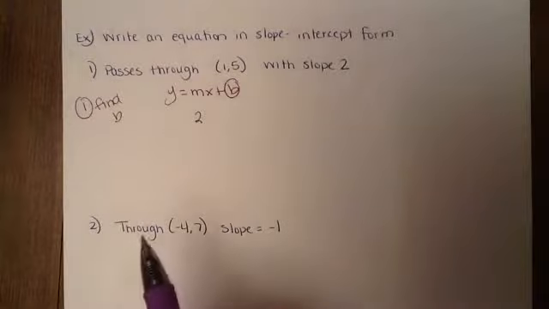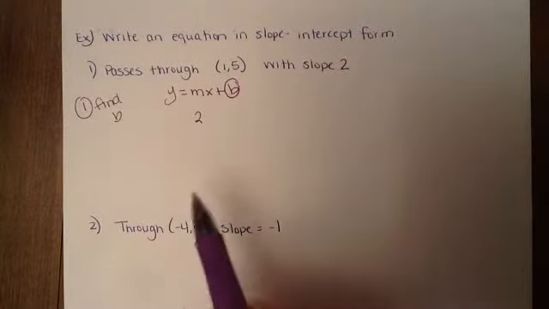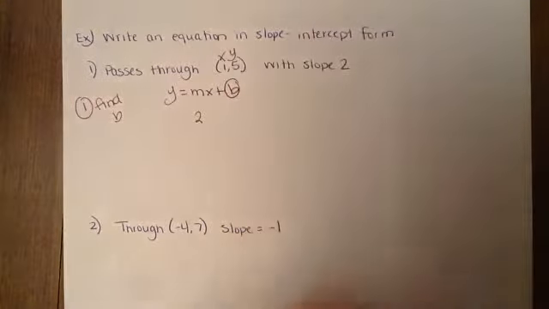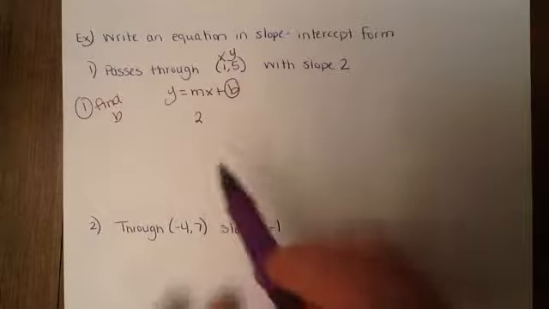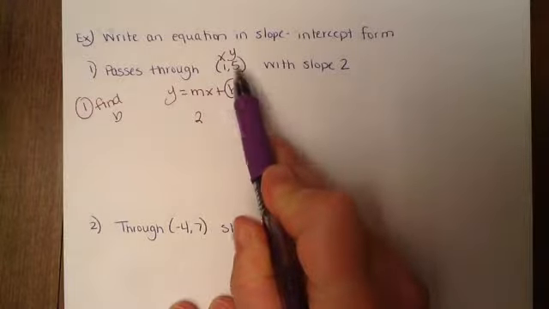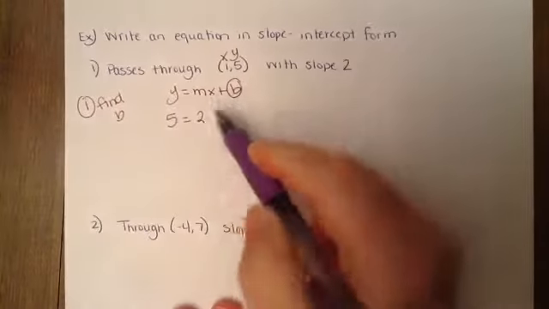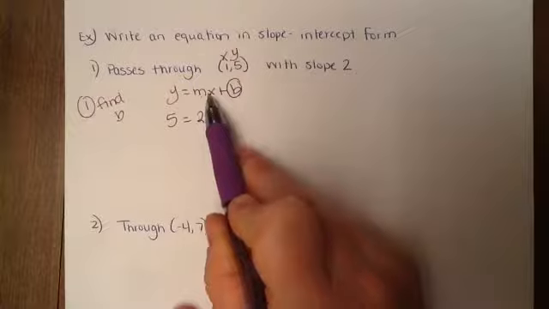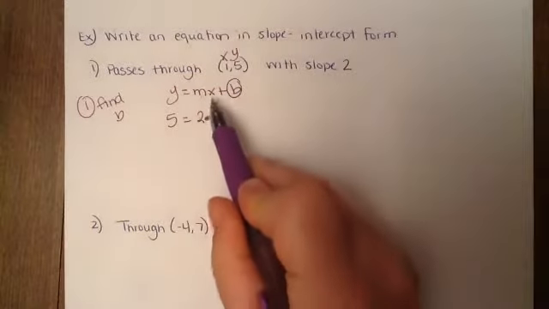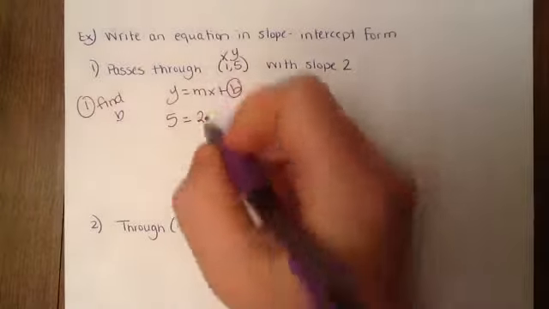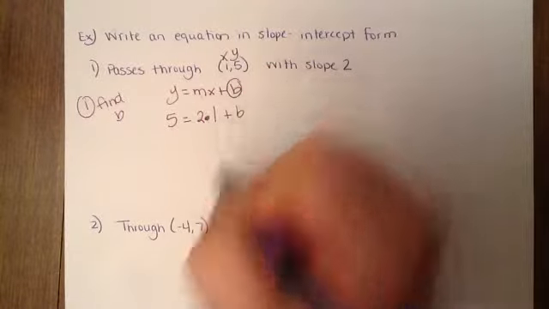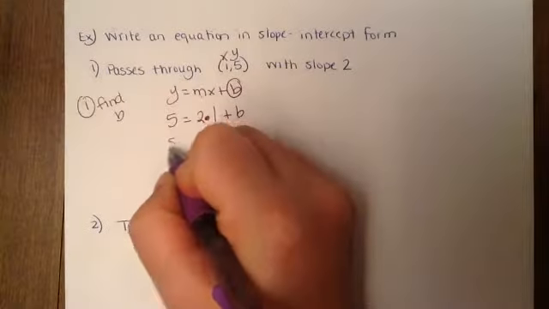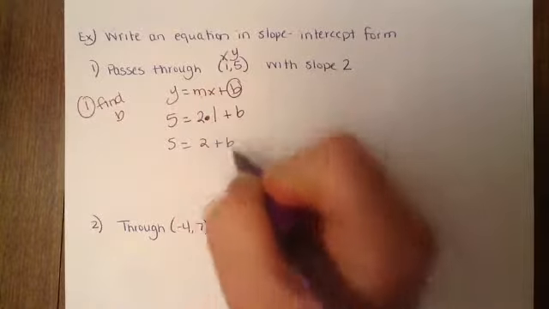So the first thing we're going to do is find b. We're going to find b by plugging in the point they give us as our x and y value. So in place of y, I am going to rewrite it as a 5. We were told our slope was 2, so I have m is 2. There is a secret times in between, and instead of x, we will put 1, plus b. So our first step is to find b.